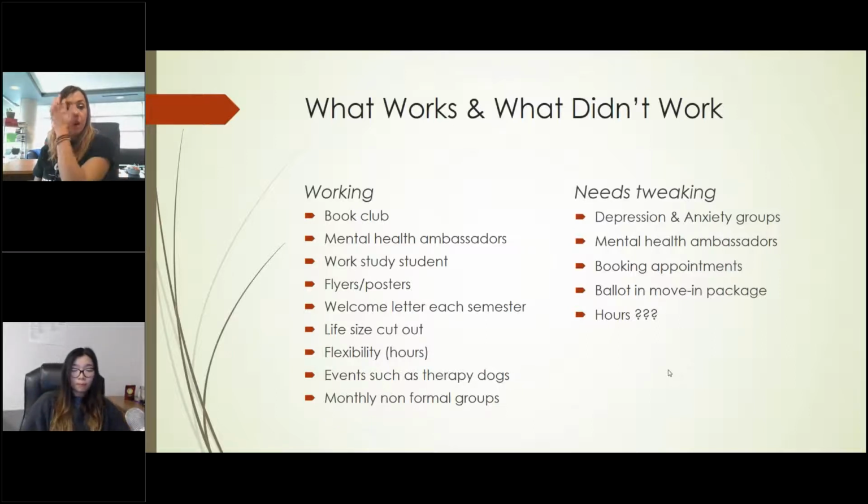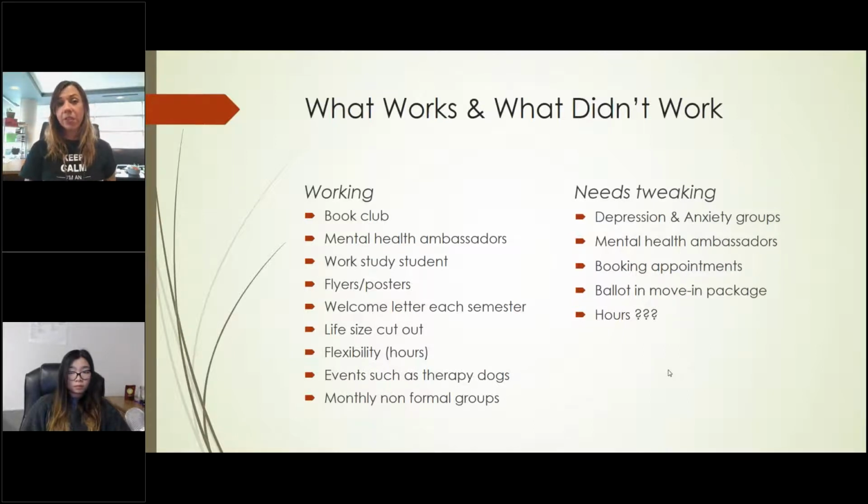Other things that work are flyers and posters. Some years I've done monthly themes. This theme might be around anxiety, so I'd put a lot of different posters throughout the building on anxiety. Other posters that I'll put up are just advertising different groups, different events. I'll put positive quotes and different things for self-reflection to get students thinking, as well as hopefully getting them engaged.